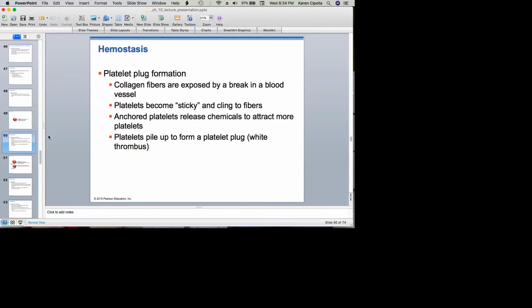So you've got these sticky platelets that are on the collagen fibers of the exposed blood vessels. These are your anchored platelets, and they release chemicals to pull more platelets into the area. And it's a cascade. It just keeps pulling more and more platelets into the area until ultimately there's a plug or a white thrombus that's formed.